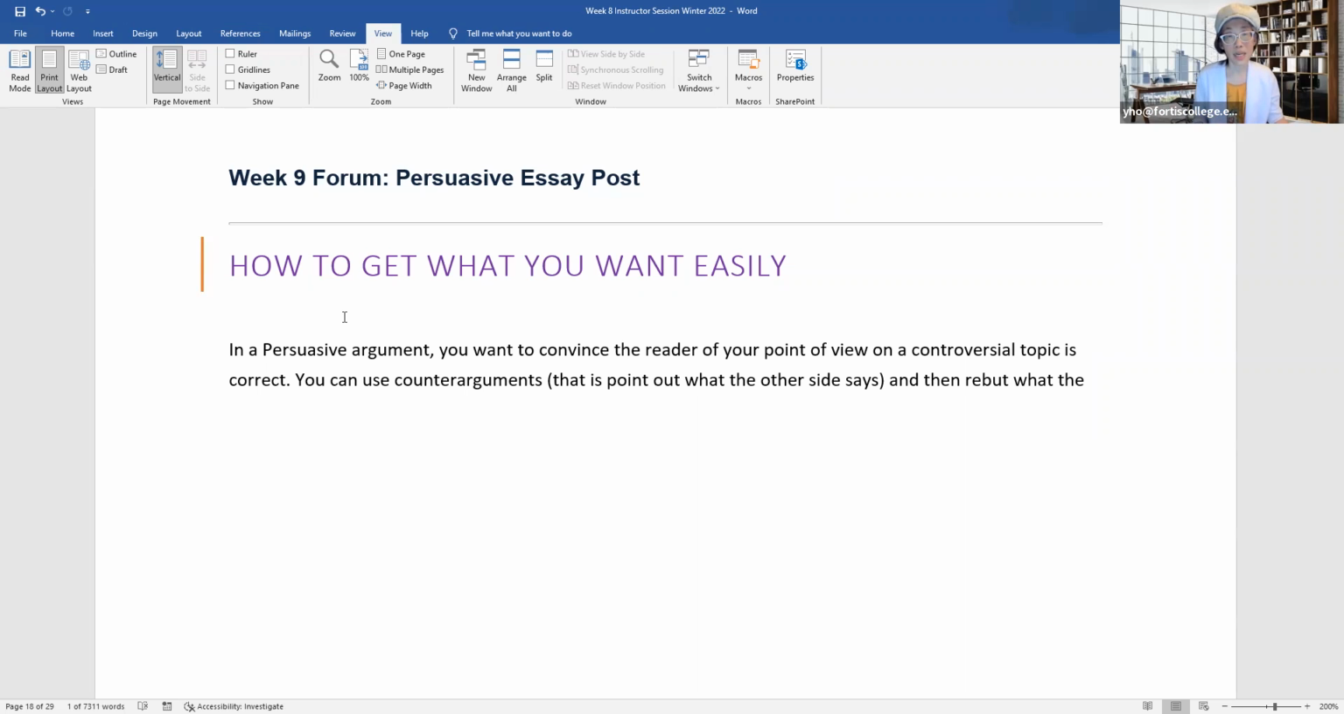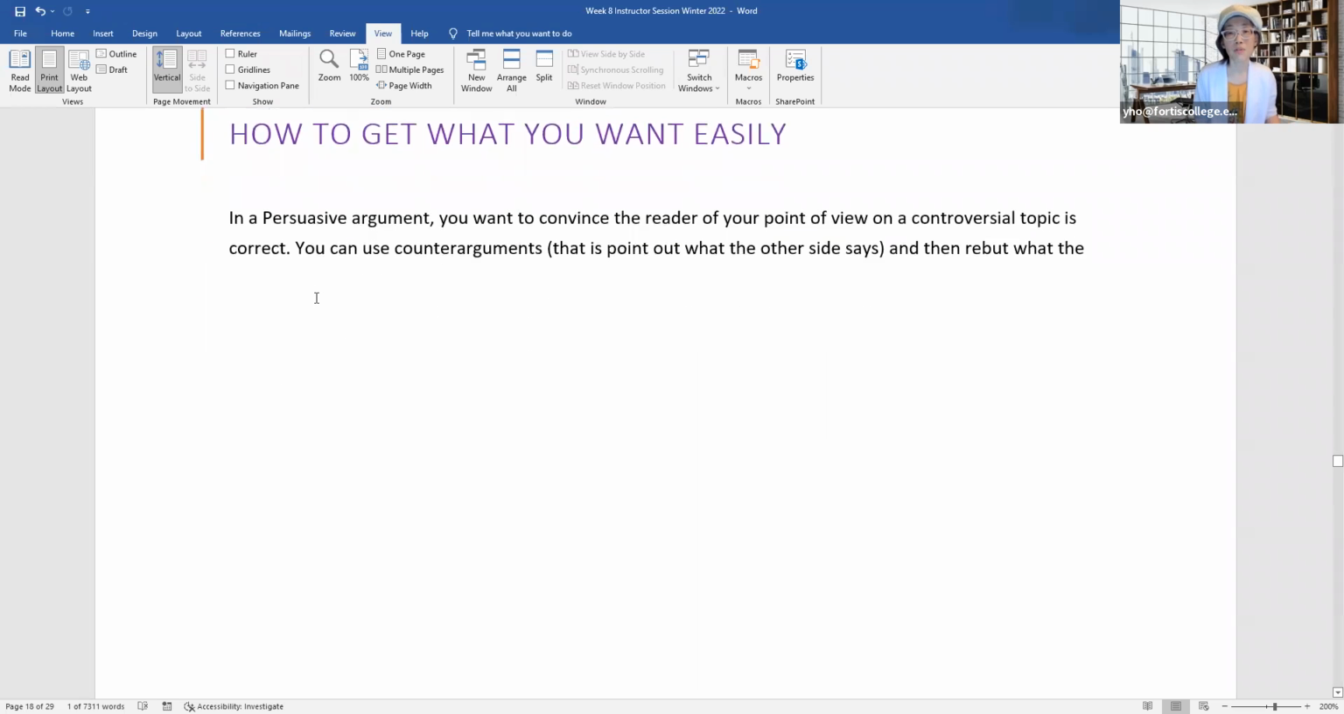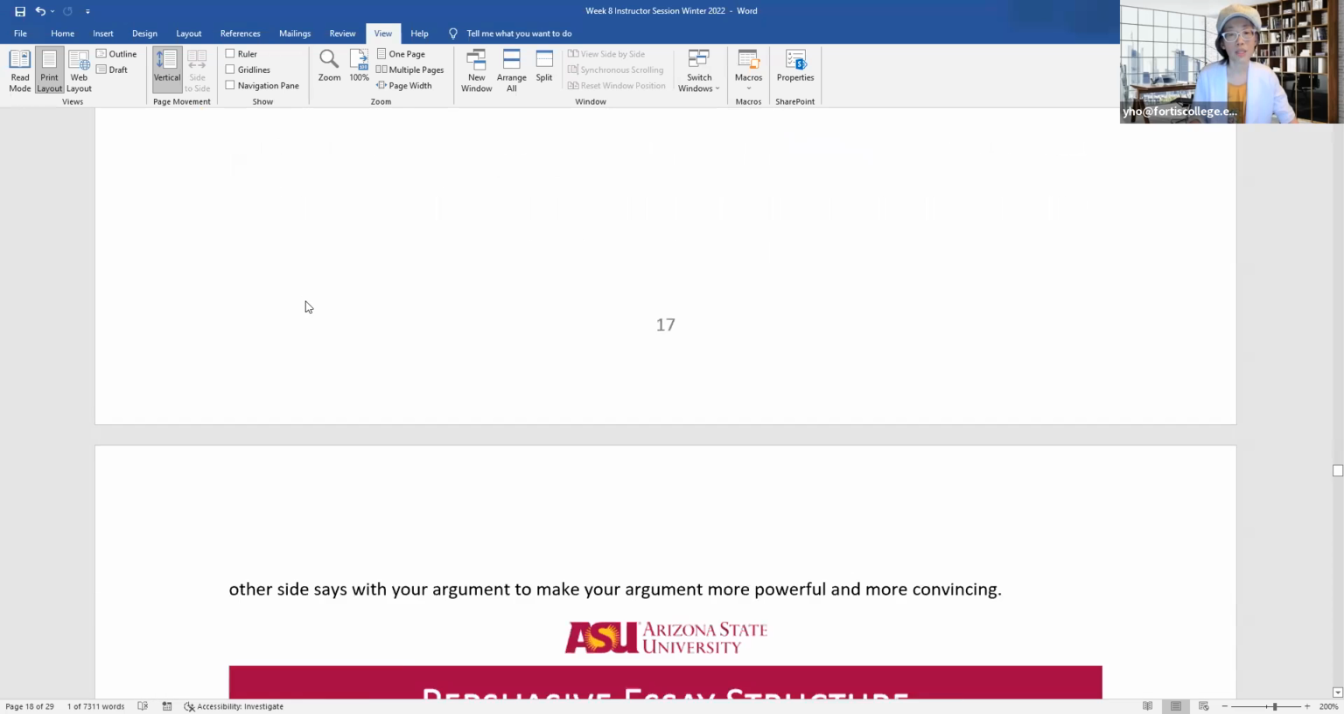So that's basically it, and it can be anything, it could be controversial, as long as you back it up with APA and with reasons, you're good to go. And you can even use counter arguments. That is, you point out what the other person says, and then you rebut it with your argument. So you can use a counter argument paragraph if you want in order to strengthen your argument.